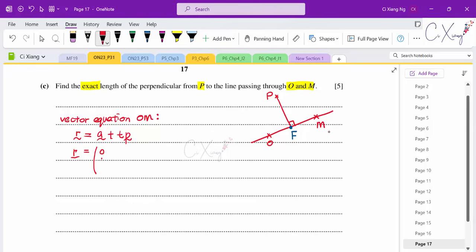That means you have (0, 0, 0) plus tp. What's the direction of the line? The direction of this line can be O to M or M to O. If I use O to M, then the direction will be (3, 2, 1). So if I rewrite it, I have t times (3, 2, 1).